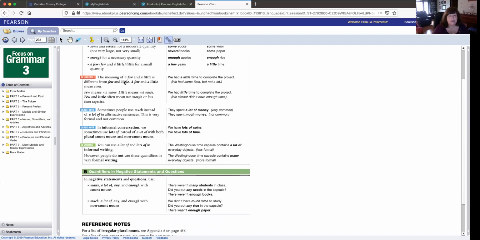It's not a big deal for you right now, all this, but everything else we learned is very important, okay? It tells you here, just for your information, that sometimes people use much instead of a lot of in affirmative sentences. This is very formal and not common. They spent a lot of money, which is very common. You hear a lot of people say they spent a lot of money. They spent much money. This is also correct, but it's not as common. So you will hear they spent a lot of money much more than you will hear they spent much money.